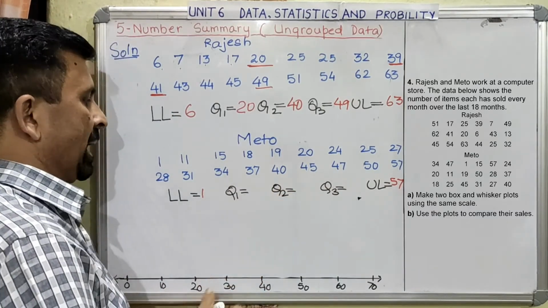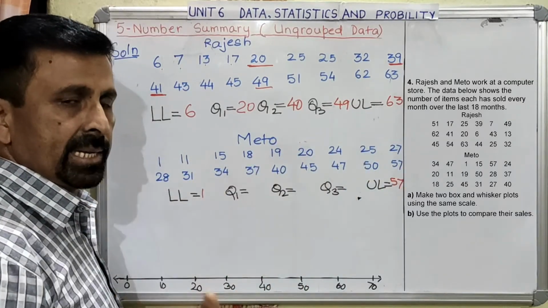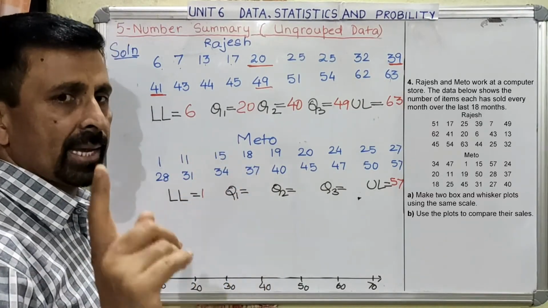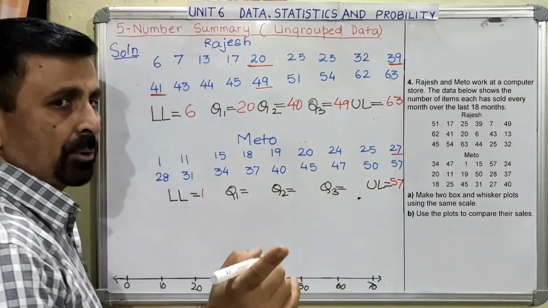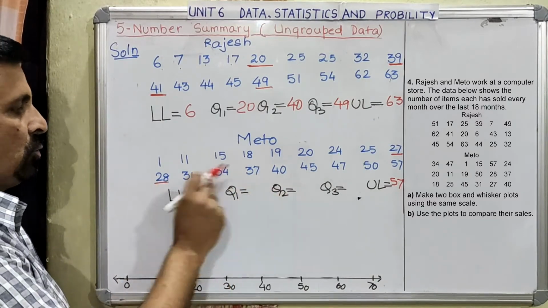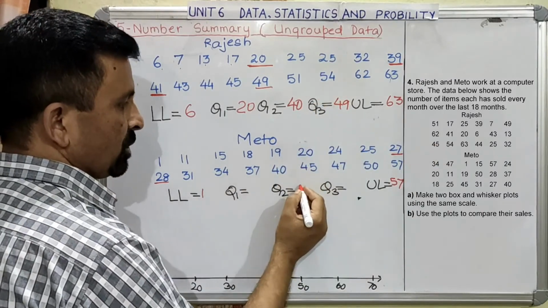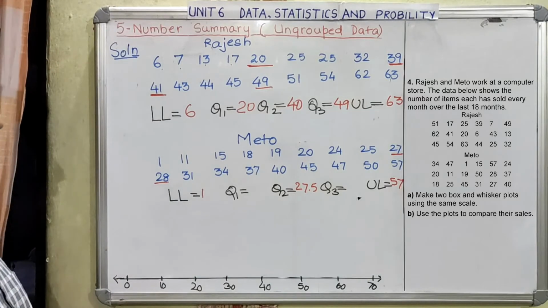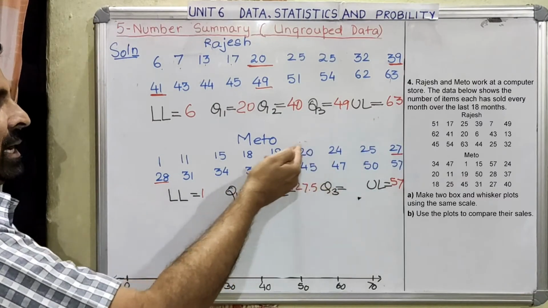For Q2 we will again find the total number of data. The total number of data is again 18. 18 is an even number, so you will get two positions. The first position will be half of 18, that is 9th, and the 9th is this data. Right? Another position will be 10th, which is this data. Clear? Now to find the value of Q2, you have to find the average of this 27 and 28. Add the two, divide by 2, you will get 27.5. Am I right?